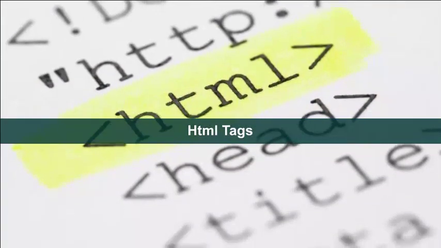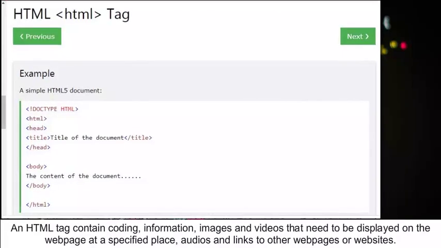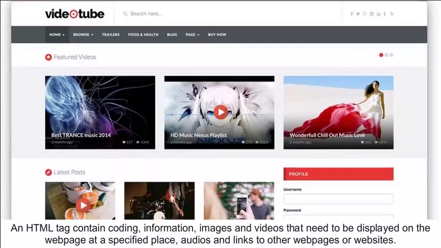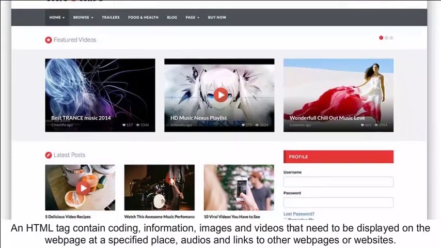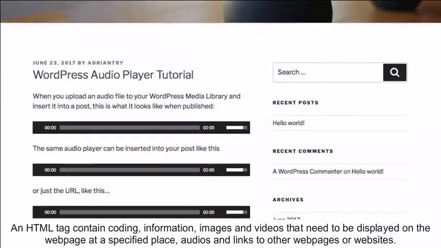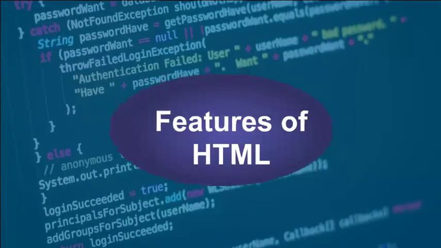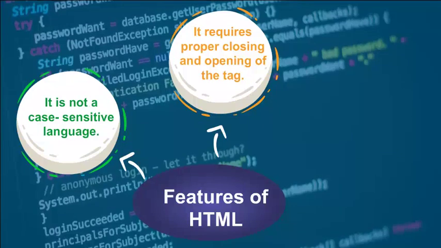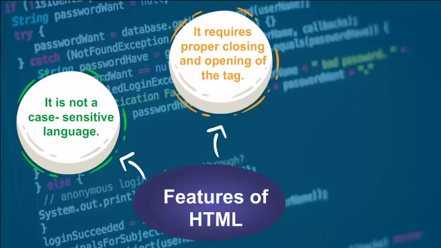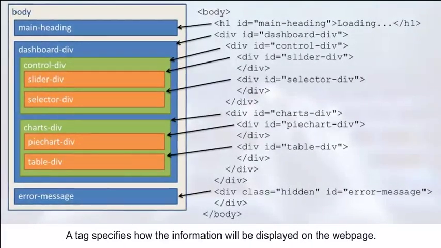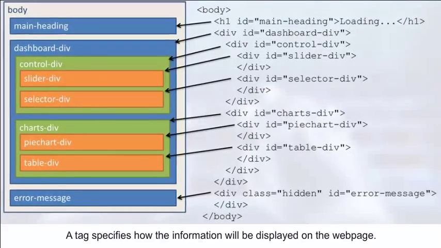HTML tags. An HTML tag contains coding, information, images, and videos that need to be displayed on the web page at a specified place, audios and links to other web pages or websites. Features of HTML. It is not a case-sensitive language. It requires proper closing and opening of the tag. It is a platform-independent language. What is a tag? A tag specifies how the information will be displayed on the web page.